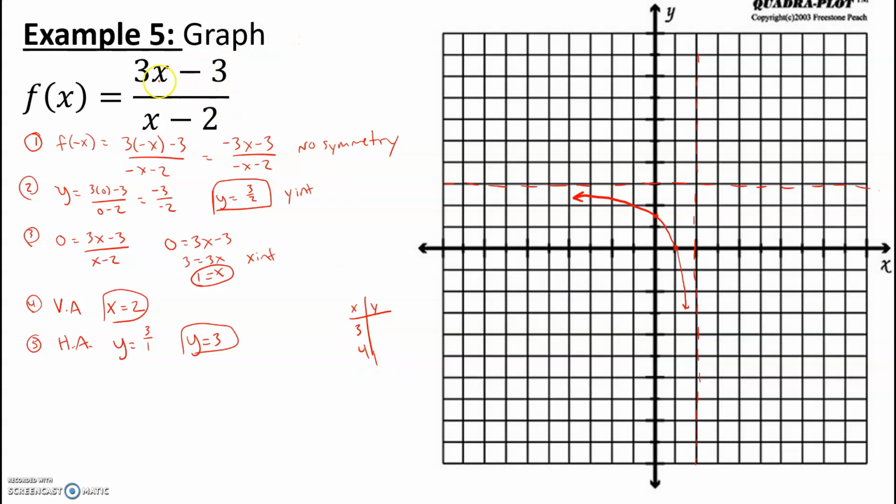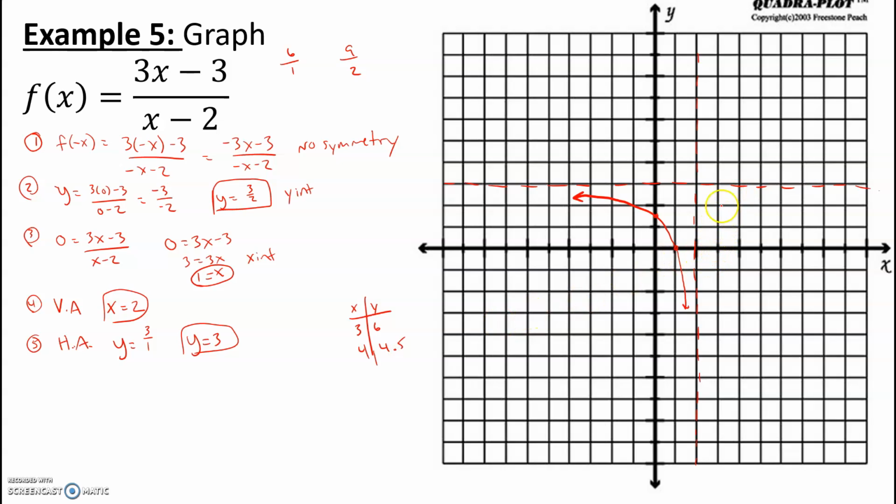So if x equals 3, we got 9 minus 3 is 6. And 3 minus 2 is 1, so we get 6. And then if you plug in 4, 3 times 4 is 12. Minus 3 is 9. 4 minus 2 is 2. 9 over 2 is 4.5. All right, 4.5. So we're going to go ahead and graph those.